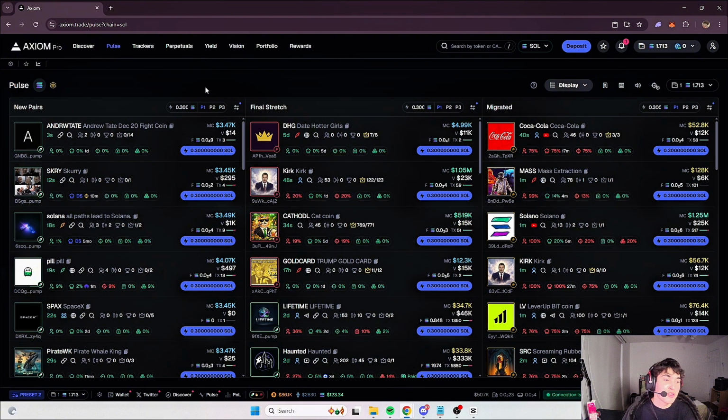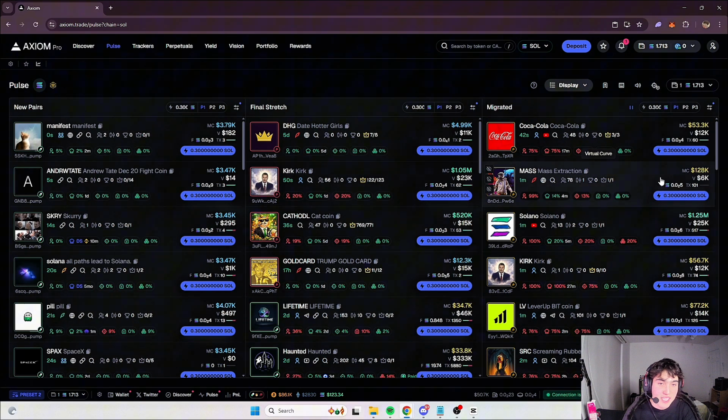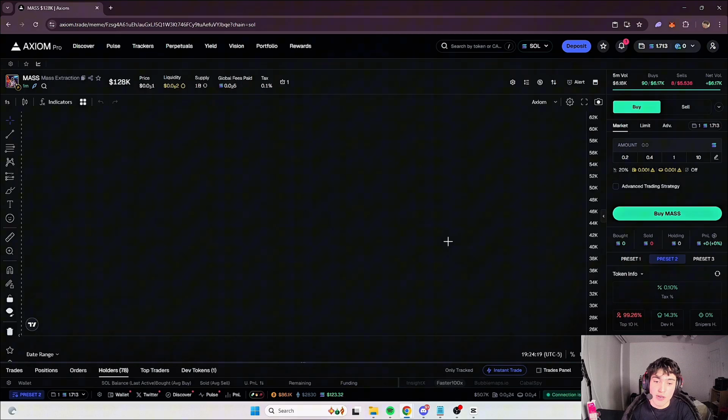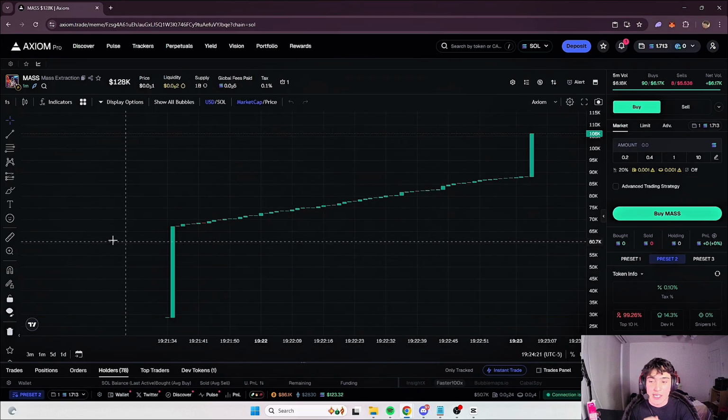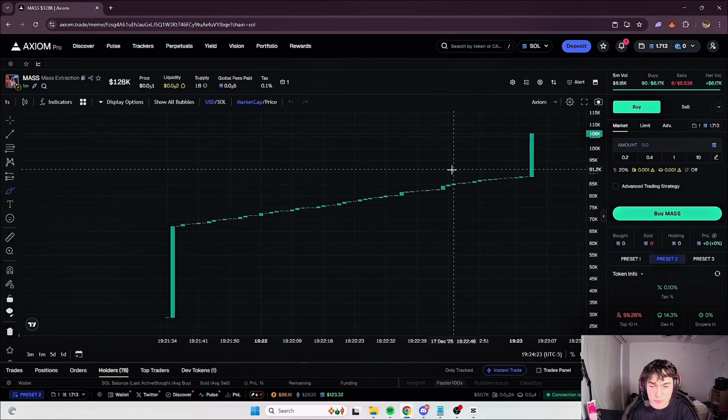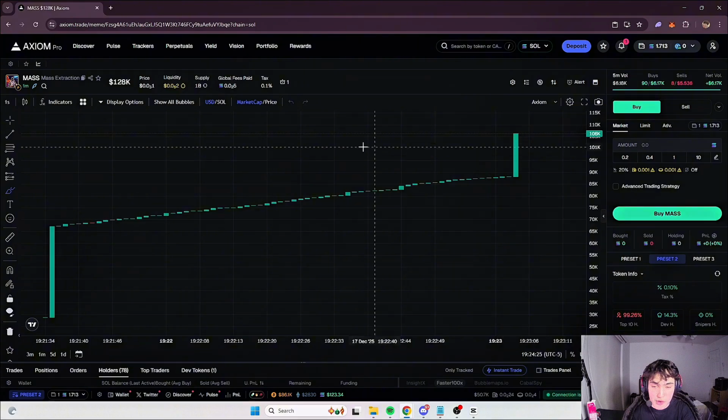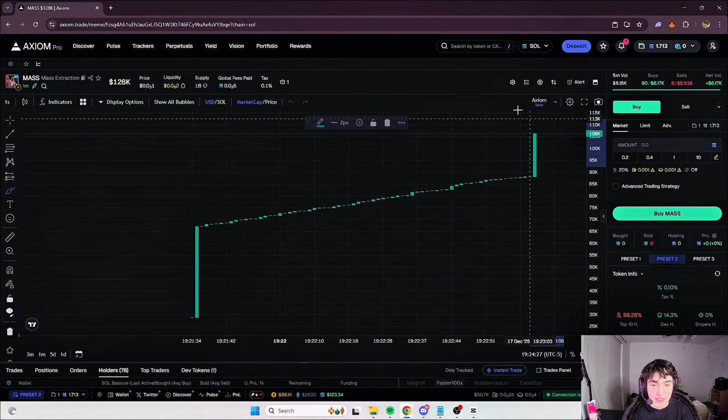Now, first of all, let's go into a chart. Okay, let's look at charts. Now, this chart right here is completely unnatural, which means you do not want to be buying into these coins. They're most likely honeypots and they're ass.